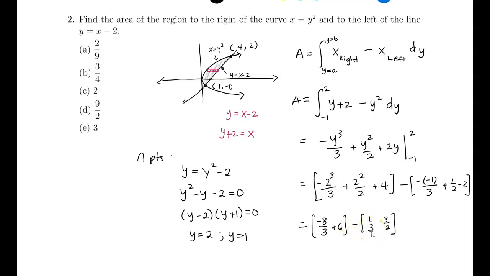That makes it negative 9 over 3. Negative 9 over 3 is negative 3 plus 6 is 3. And then negative is positive, so positive 3/2. So this is equal to 6 plus 3/2, which is 9 over 2. So the answer is 9 over 2.